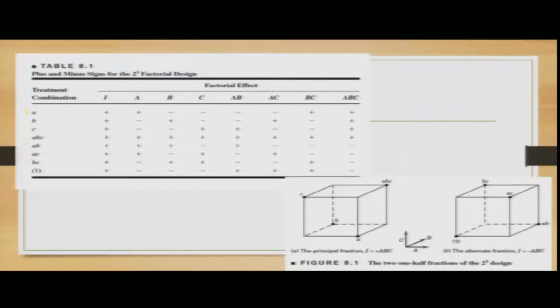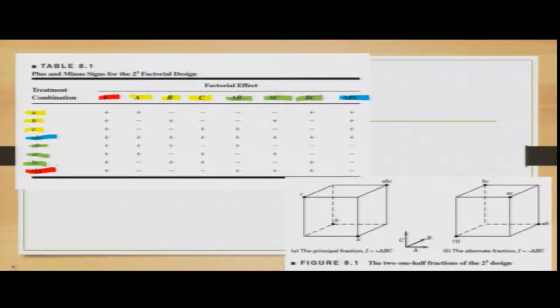So, you have A, B, C single, which means only those are taken into consideration. If I change the color, double means two at a time: AB, AC, BC. Then you have the combined effect at the last level, ABC, and you have the combination of all of them with I.